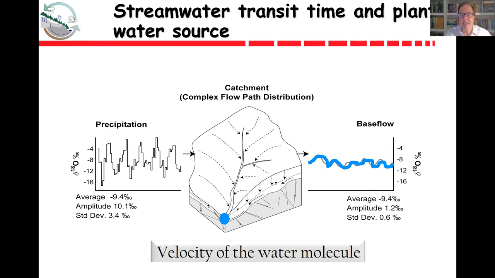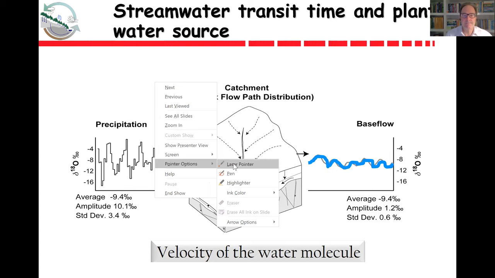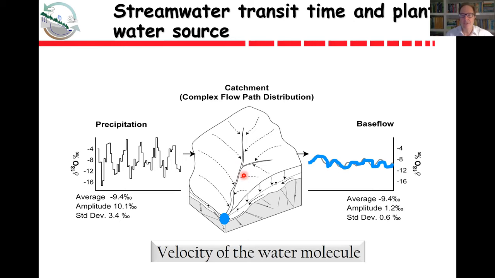And as you can see already in this diagram, it's not just one transit time, it's a whole distribution of transit times. So for instance, if I get my cursor to work, if a raindrop falls on the stream or near the stream, then its transit time to the outflow is very short. But if something falls near the watershed divide and goes very deep, maybe even into the bedrock, and then appears again in the stream, you know, that could take a long time, years, decades, centuries, or even longer. So it's that blend that we're trying to think about tonight.